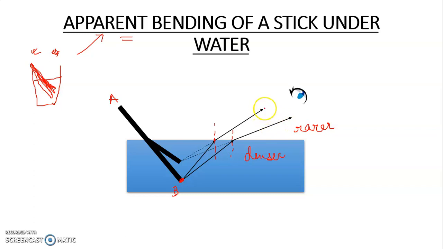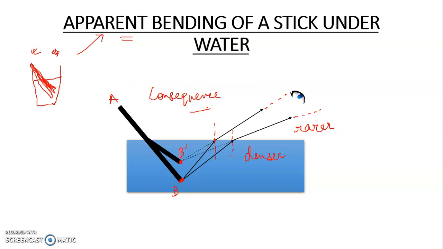Now you can see that these two rays are never going to meet because they are diverging. Now if you produce them backwards, you'll see that they are going to meet at a certain point. So this is B. This is the image of B, that is B dash. So if you are going to view it from here, you'll see this stick will appear to you like this, slightly bent. Okay, so this is one of the consequence of refraction.